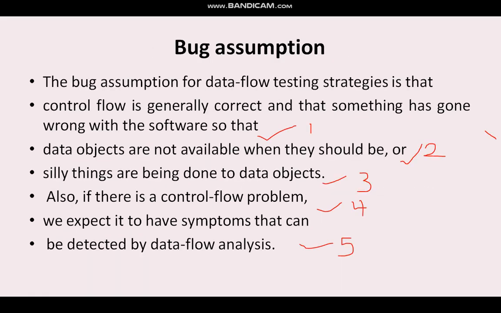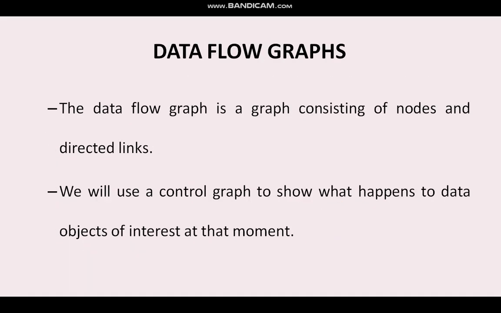Now we are going to see data flow graphs. What are data flow graphs? A data flow graph is a graph consisting of a set of nodes as well as directed links. We will use a control graph to show what happens to the data objects of interest at the moment. According to the data objects, their life and how they change, everything we can show with the help of these data flow graphs.